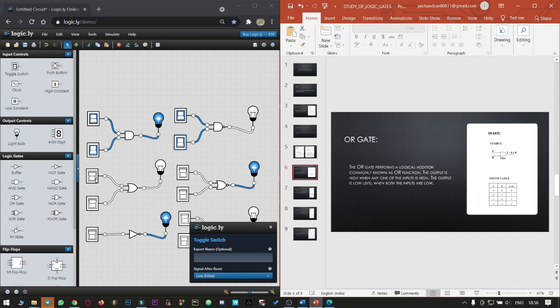Here, as we could see, this is the OR gate. So when both the inputs are 0, we have the output also as 0. Now when I turn on any one of the inputs, either this or both the inputs, we could see that the output is going to be 1. So that's the simulation of the OR gate.